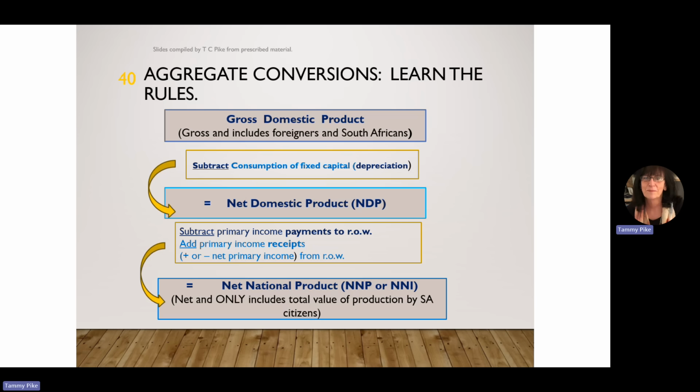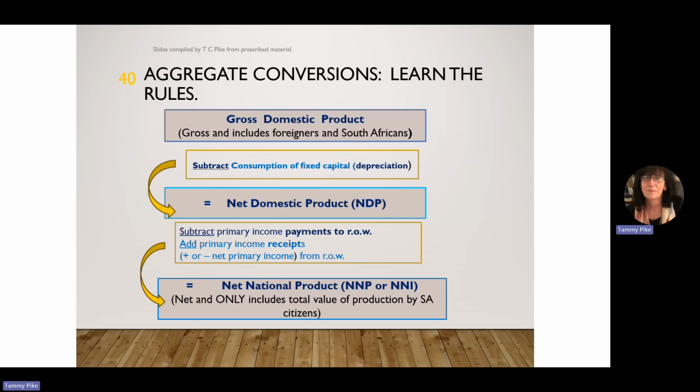So if we want to go from gross to net, what do we have to do? Subtract consumption of fixed capital or depreciation. And that will give a net domestic product. Then if we want to get to national, what is changing? Domestic is now changing to national. We do another calculation, and that would be primary income receipts and primary income payments. And now we get to net national product.